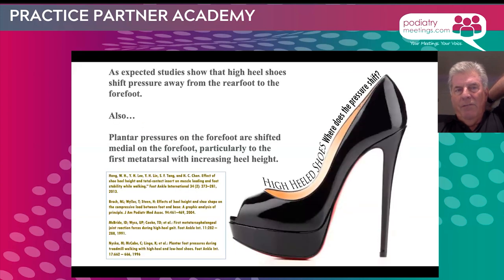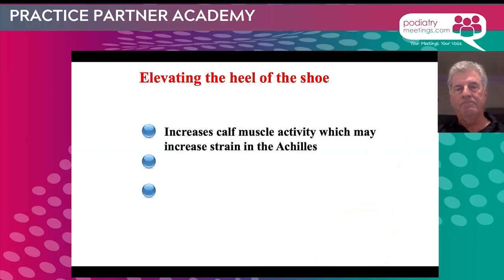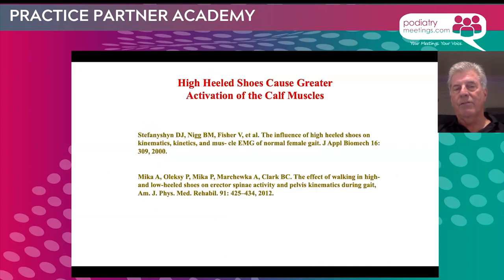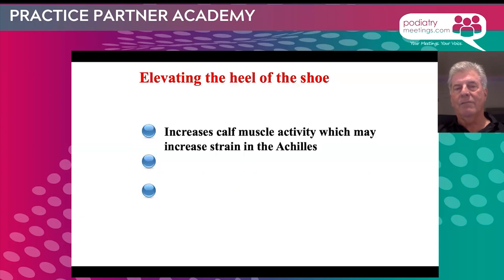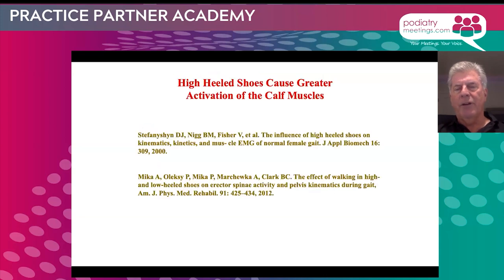This series of studies verified what I just showed you, a shift of pressure away from the rear foot to the forefoot, and increased pressure and loading of the first metatarsal, which would not be good for a patient with a pre-existing bunion deformity. But what's more concerning, when we recommend wearing higher heels to relieve tension in the Achilles, it does increase calf muscle activity, which may have reciprocal results of increased strain in the Achilles itself. A couple of references here that verify what I just said.